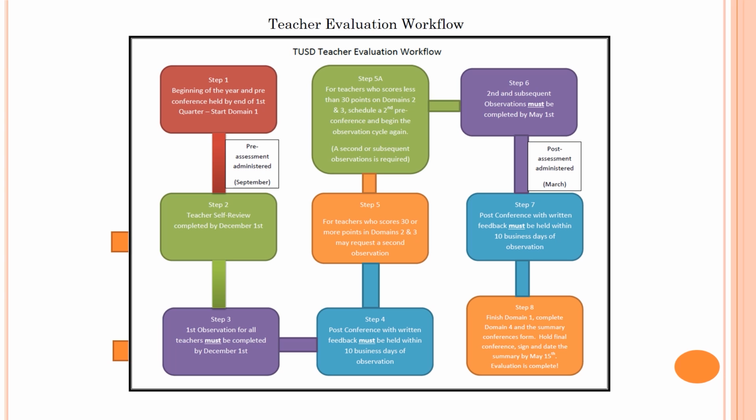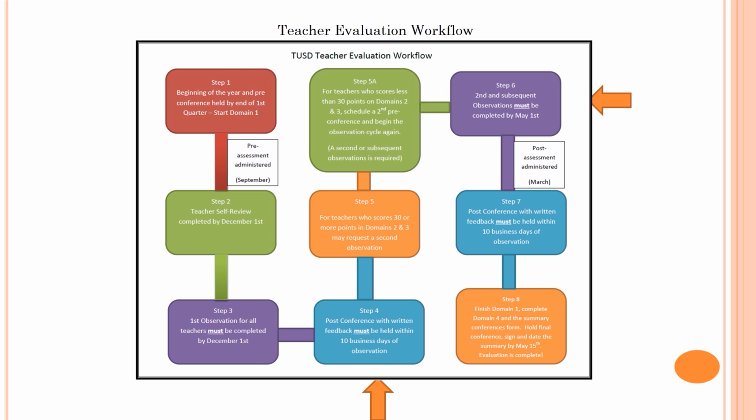The teacher must complete their self-review by December 1st. All teachers must be observed by December 1st. Written feedback and conference must be completed within 10 days of the observation. During the post-observation conference, the teacher should be prepared to reflect on the observed lesson. The teacher may provide additional evidence to support their performance. The evaluator should be prepared to discuss the observed lesson and any other data collected via walkthrough conversations and any data that may impact the level of rating assigned to each component.